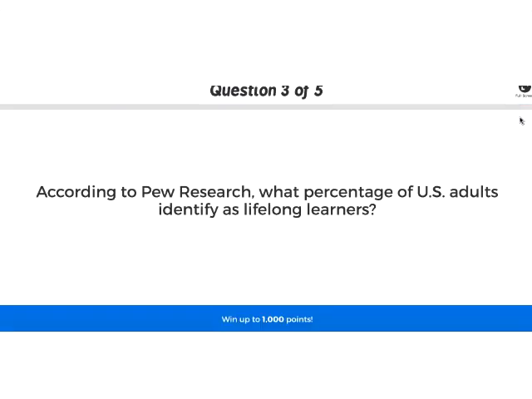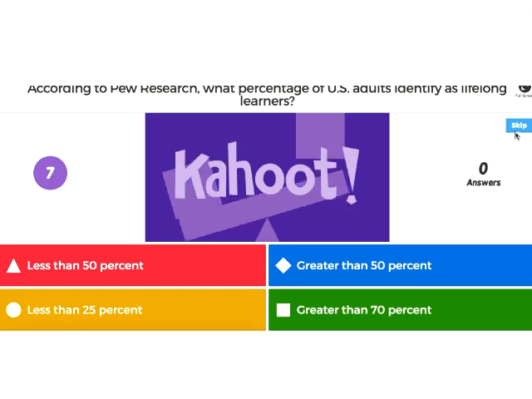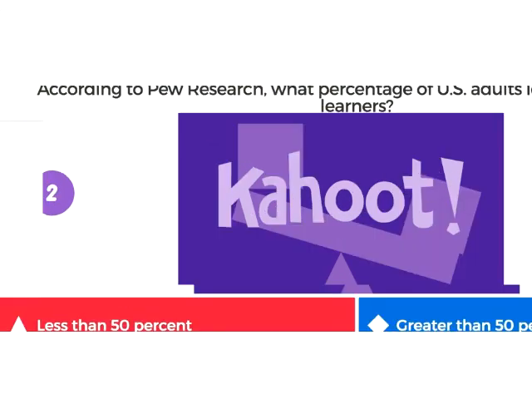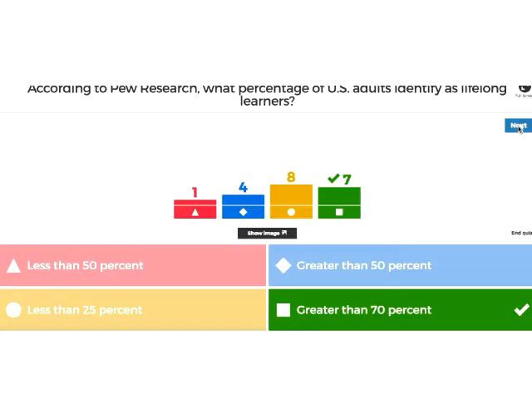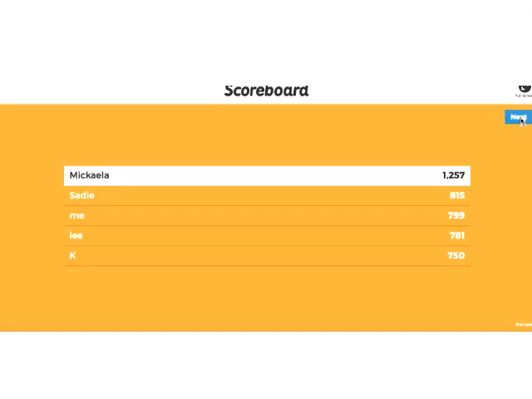The next one. Next one's going to be, according to Pew Research, what percentage of U.S. adults identify as lifelong learners? Again, we got 10 seconds. What's the number? 8 answers, 11 answers, 12 answers, 13, 17 answers. More people answering this one. All right. More people in the game now. All right. It's greater than 70%. I think it's 73%, actually. So we got Michaela in the lead now. A little jockeying for the lead.